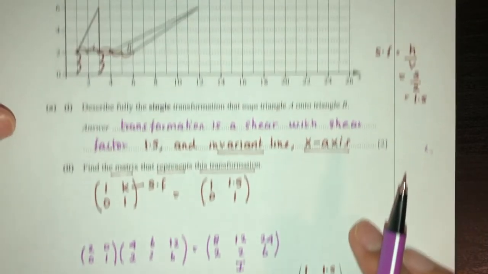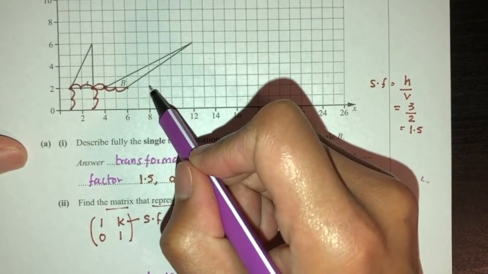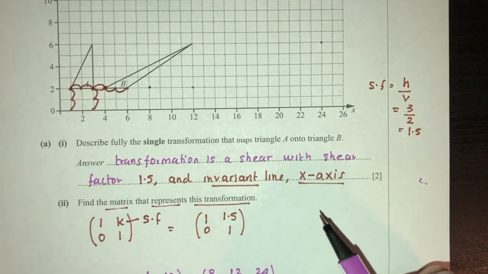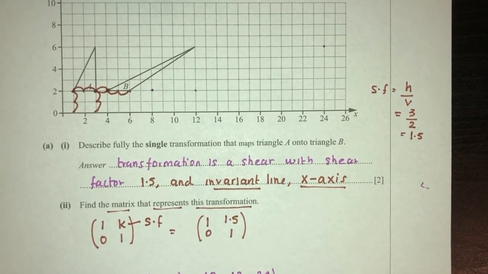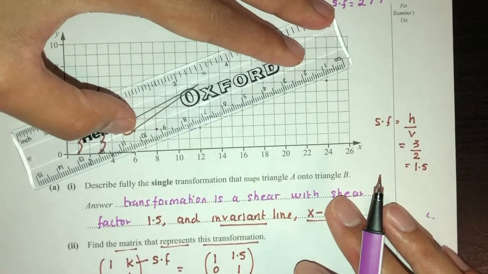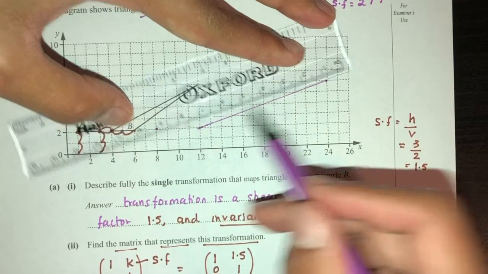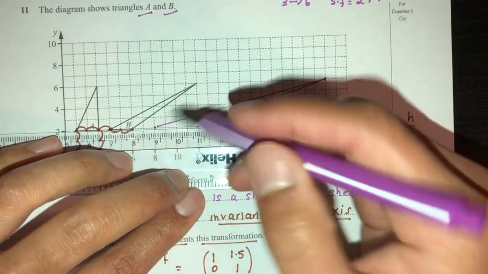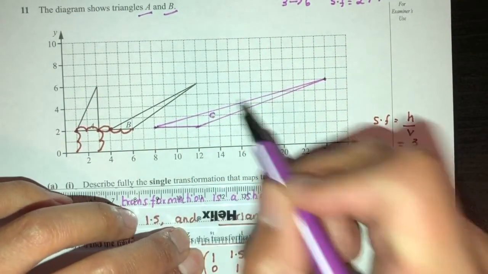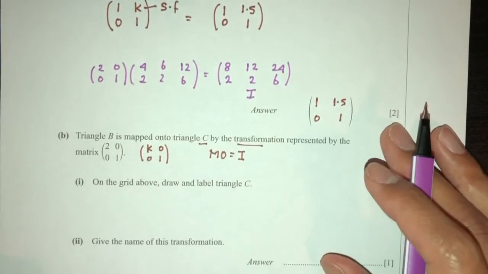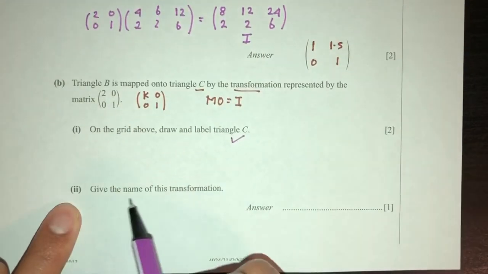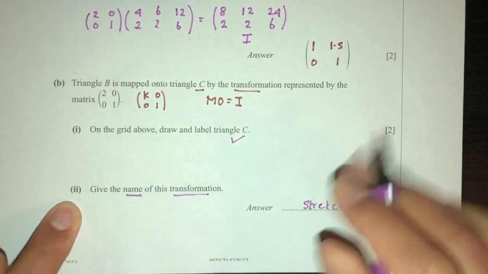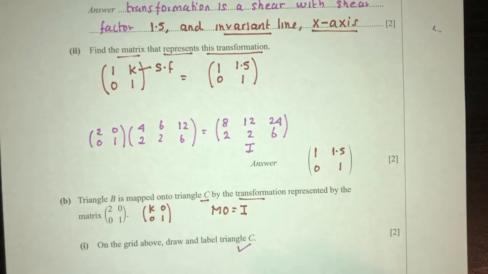So let's plot those points. 8, 2 will be right here. 12, 2 will be right here. And 24, 6 will be right here. Let's join those points to find the triangle. This is triangle C. Label the triangle. Now this is done. And part E, give the name of this transformation. It will be a stretch with factor of 2. But you don't need to write that, that's enough.